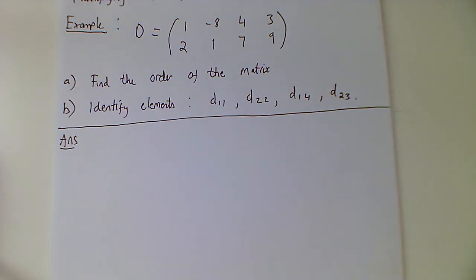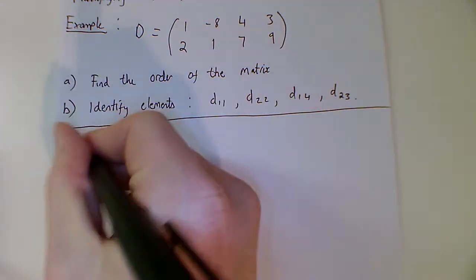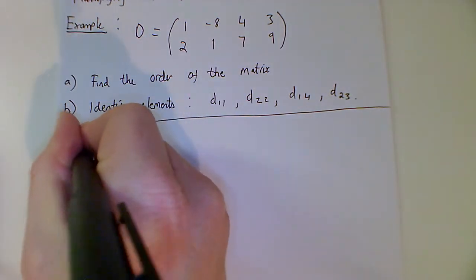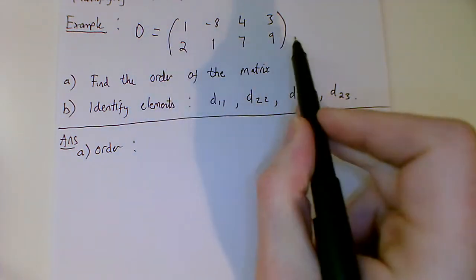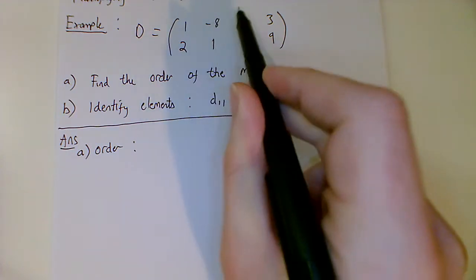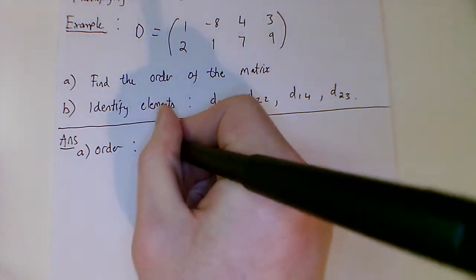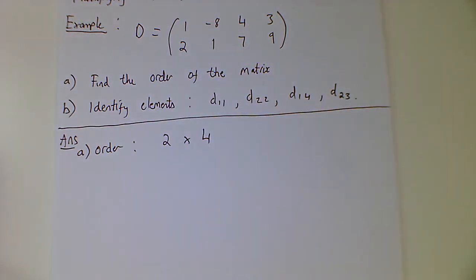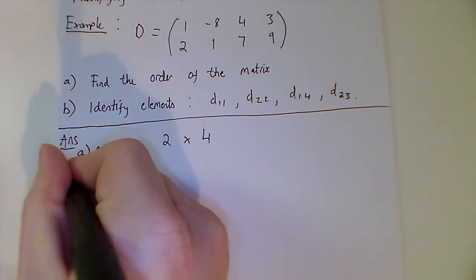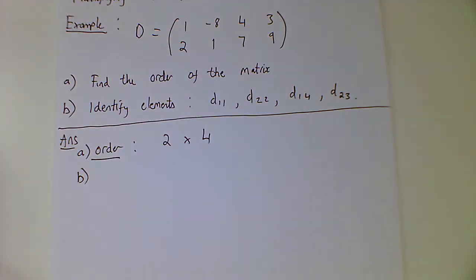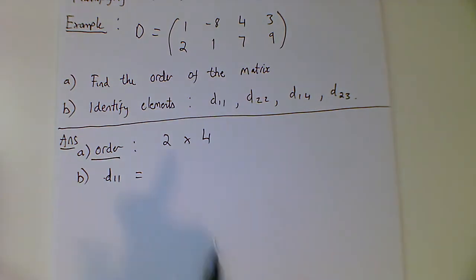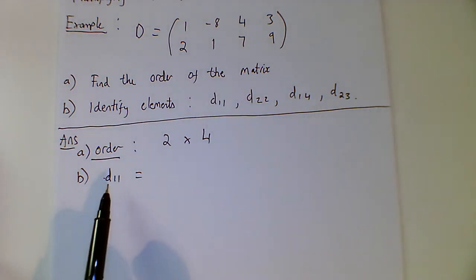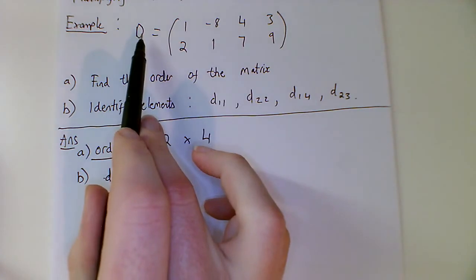So let's just look at the answer to this. It's very straightforward. So the order, you will have got 2 rows along the way and 4 columns. So it's a 2 by 4 matrix. And that's your order. Okay, D11, that just means, and remember, when it's an element, we use the lowercase letter rather than the capital letter.